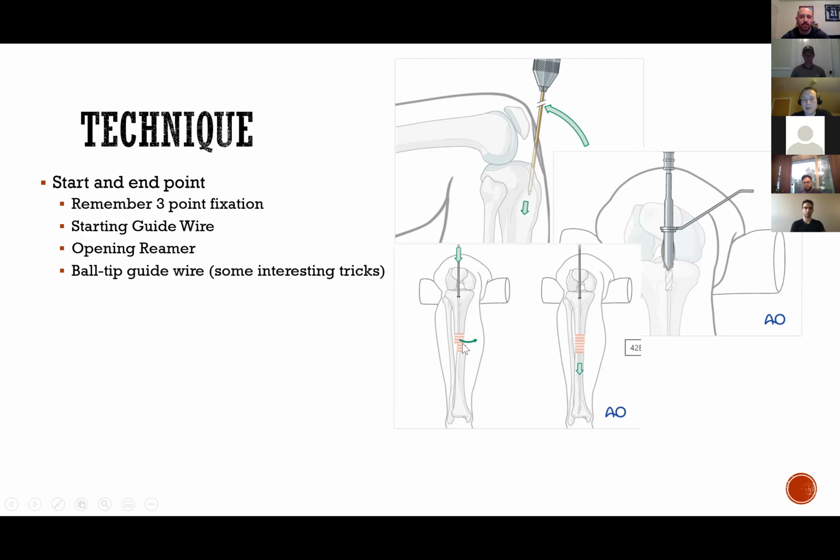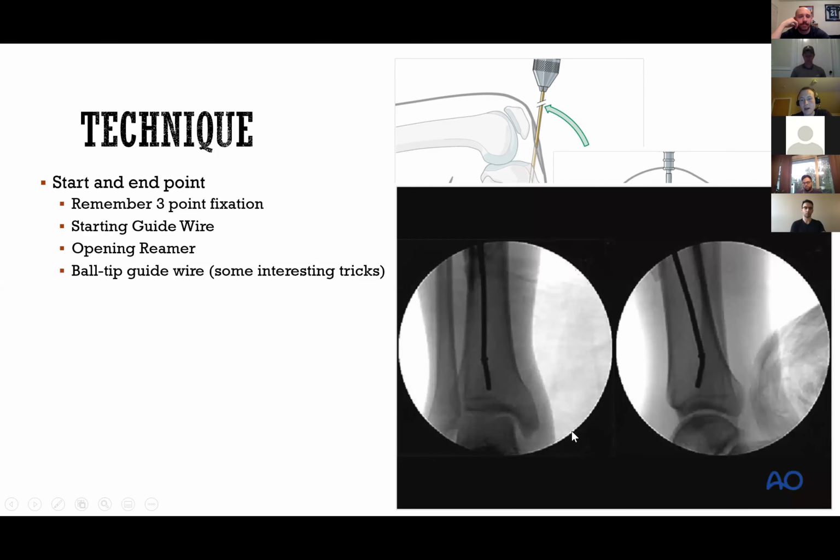Again, you can see here in this illustration, the fracture is being reduced first, and then the guide wire is advanced past it. There are some neat tricks that you can do in order to make sure that the ending point of your nail is correct. Commonly, we will put a small bend in the guide wire.